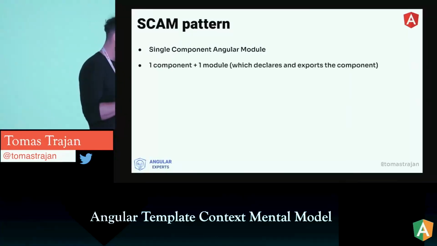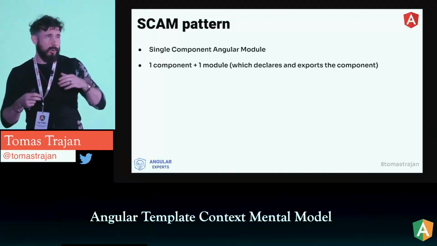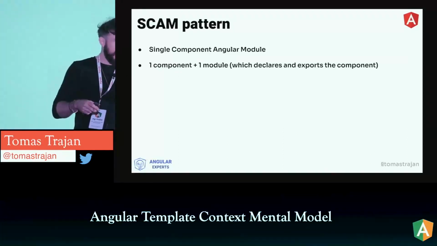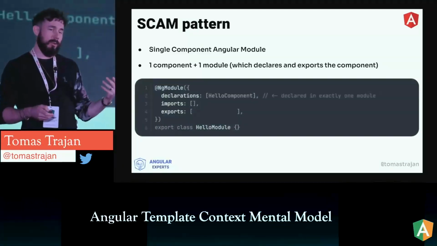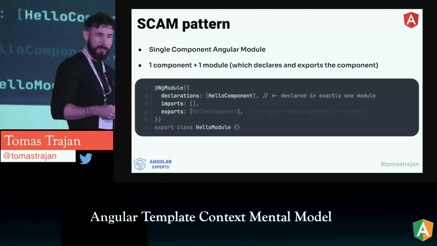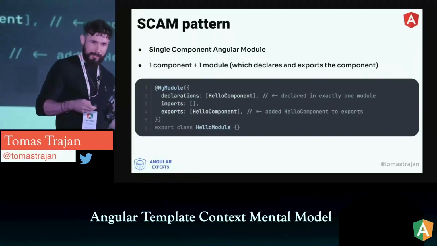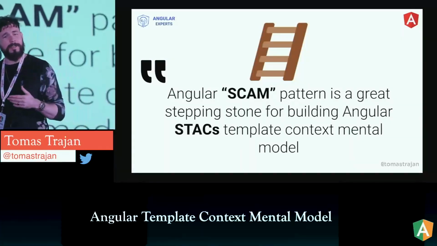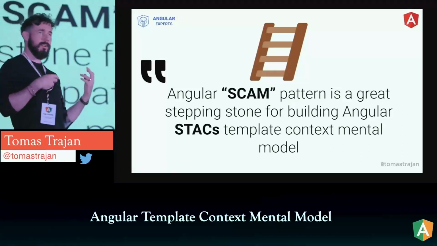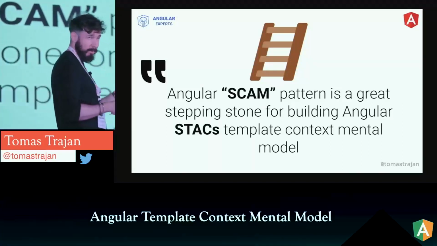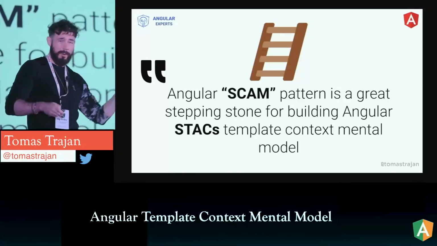So basically what it does is that there is one component and one module, and this module always just declares and exports that component and nothing else. So this is how it would look like. This hello module, which we have previously, would basically fulfill the criteria to be called a SCAM pattern. So the Angular SCAM pattern is a great stepping stone for building the Angular standalone components template context mental model, because it basically represents an intermediary step on that way.